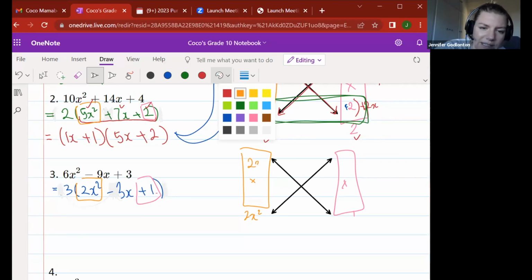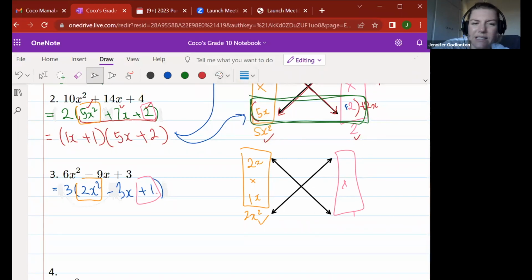So I'm going to have 2x times 1x. When I multiply those together, I get 2x squared. All right, now the other side is also nice and easy because how do I get 1? What times what is going to give me 1? I only have one option. Yeah, 1 times 1. It's the only option I have. Okay, then we do our cross multiplication. We say 2x times 1, that's going to give me 2x. And 1x times 1, that's going to give me 1x.